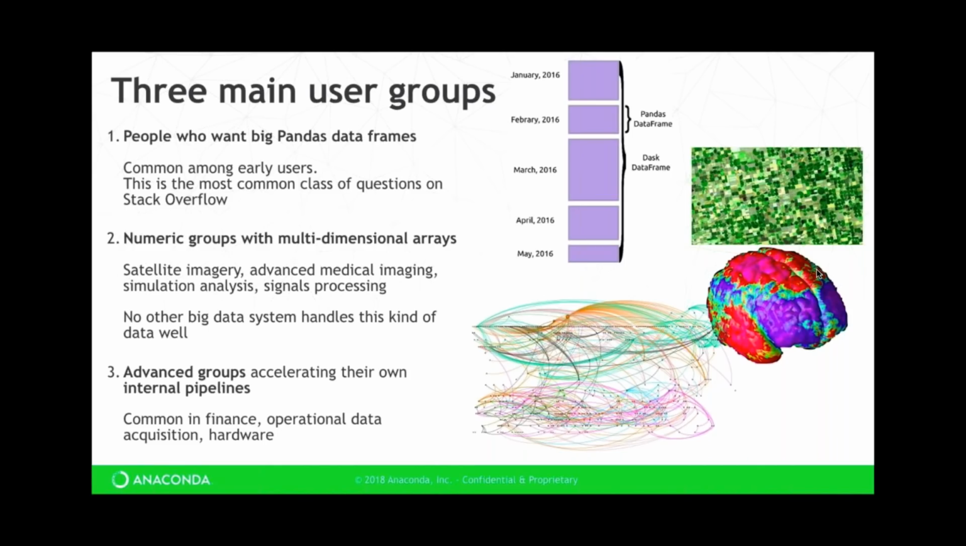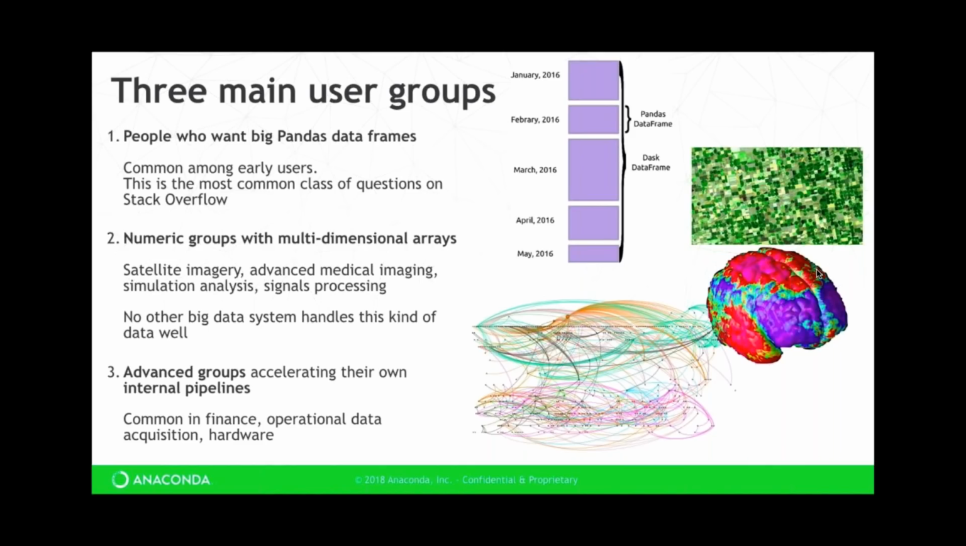This tends to be people doing maybe more different kinds of data analysis, things like satellite imagery, medical imaging, analyzing simulations like in oil and gas or climate science, and a lot of signals processing. And they really like the fact that there's a scalable ND array. Then there are a lot of advanced groups using Dask to implement their own internal systems.